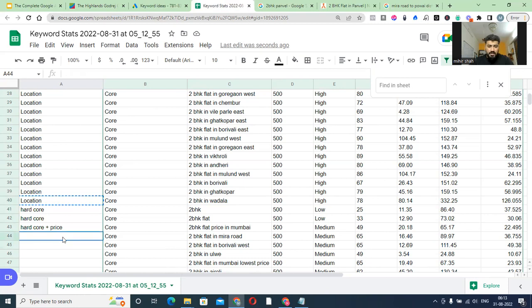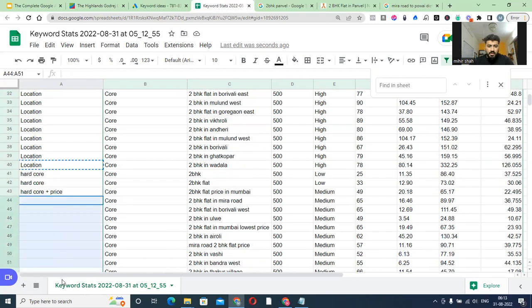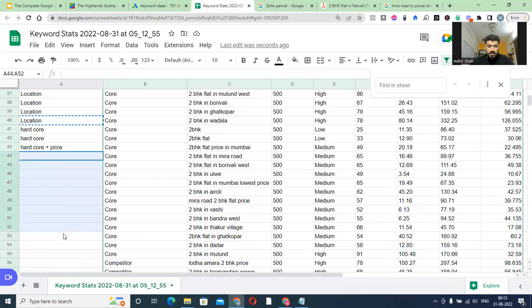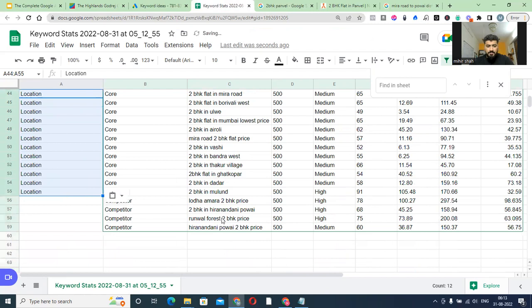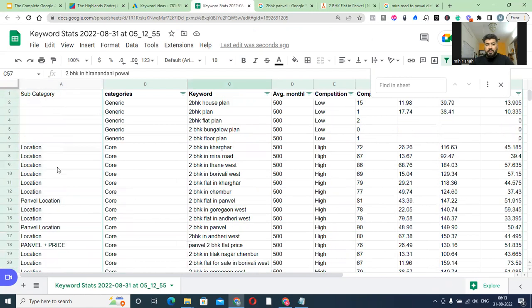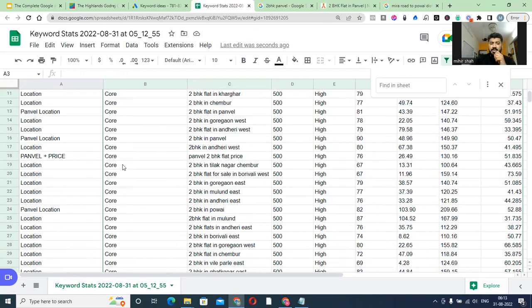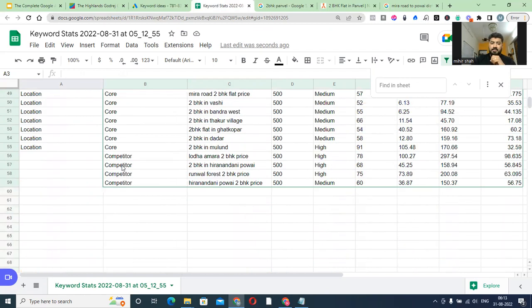Again, 2 BHK flat, Mira Road, Borivali West, Ulwe, Airoli, Bandra, Thakur, Dadar, Mulund. All these are location based. Again, Hiranandani and all these are competitors, right? So we have identified these categories within the core category. Now we will understand how we can use this further. Like I said, intention is something that matters. Now here, we don't have enough data about these keywords, but while searching, you will find a lot of keywords like this.